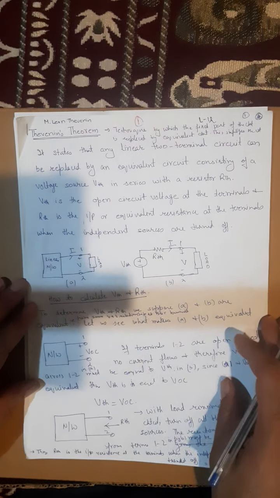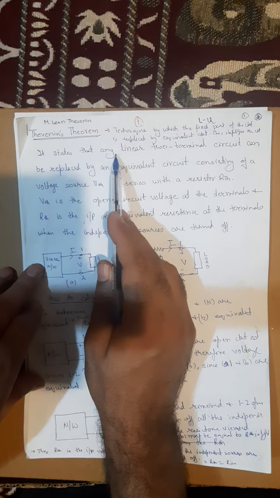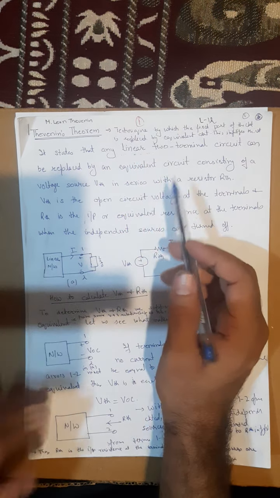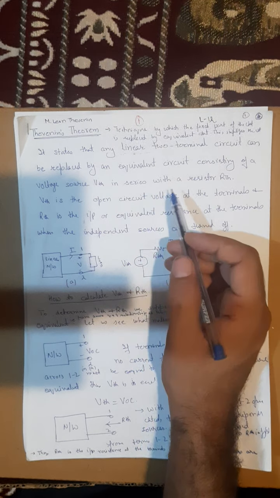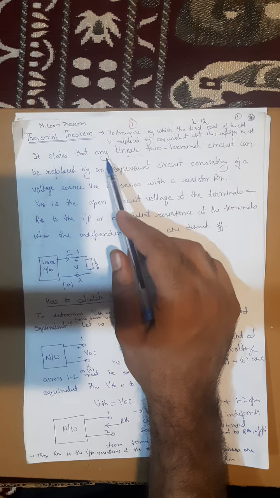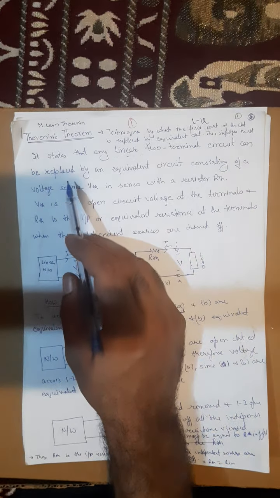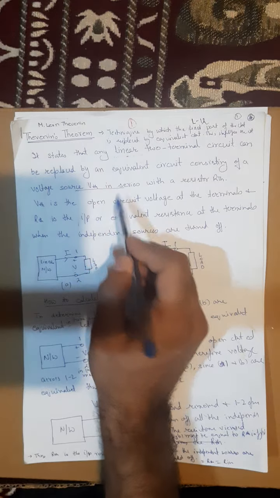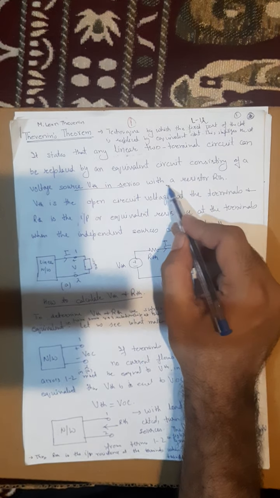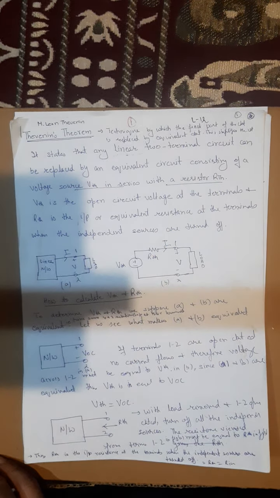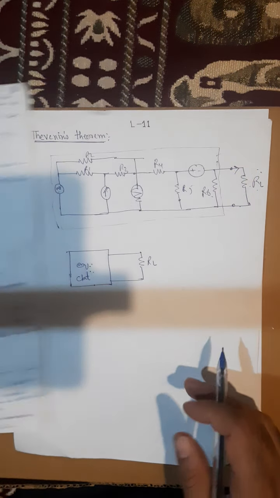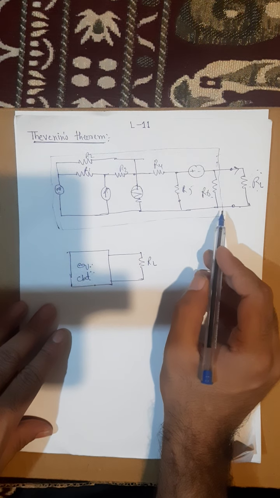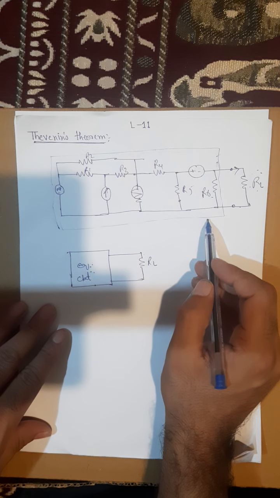Thevenin's theorem states that any linear two terminal circuit. What do you mean by linear? I told you a linear circuit is the circuit which obeys the principle of superposition and homogeneity. So it states that any linear two terminal circuit can be replaced by an equivalent circuit consisting of a voltage source VTH in series with a resistor RTH. What does it say? It says that any linear two terminal circuit can be replaced by an equivalent circuit consisting of a voltage source.